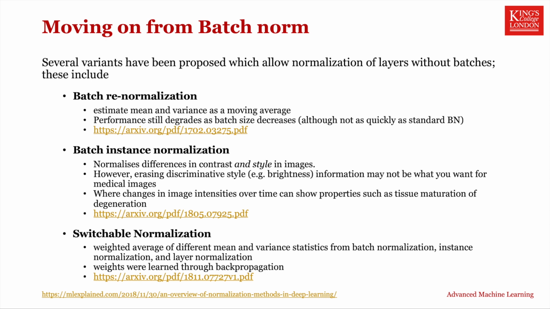Some other variants include batch renormalization, which estimates mean and variance as a moving average. However, the performance of this technique still degrades as batch size decreases, although not as quickly. Batch instance normalization, which normalizes difference in contrast and style of images. However, erasing discriminative style information such as brightness may not be what you want for medical images, where changes in image intensity over time can show properties such as tissue maturation and degeneration. And switchable normalization, which estimates the weighted average of different mean and variance statistics estimated for each of batch normalization, instance normalization, and layer normalization.